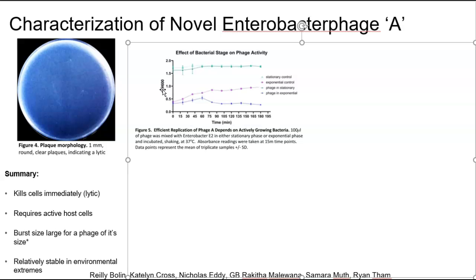If the virus is really effective, then you'd expect there to be less bacteria in the tube, and therefore the absorbance would go down. If there's lots of bacteria in the tube, the absorbance goes up. So we've got here in the green two lines. We've got our stationary control, and we've got the phage that's replicating in stationary bacteria. And stationary bacteria are bacteria that aren't actively replicating. And you can see there's really no change here.